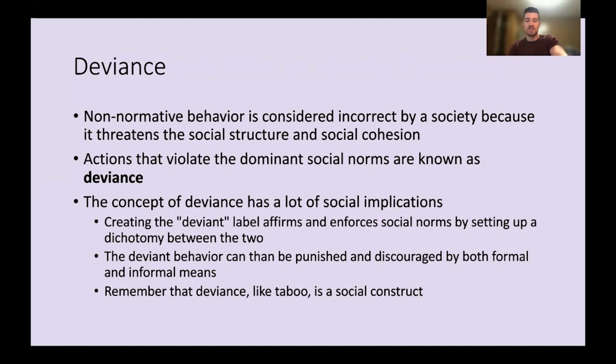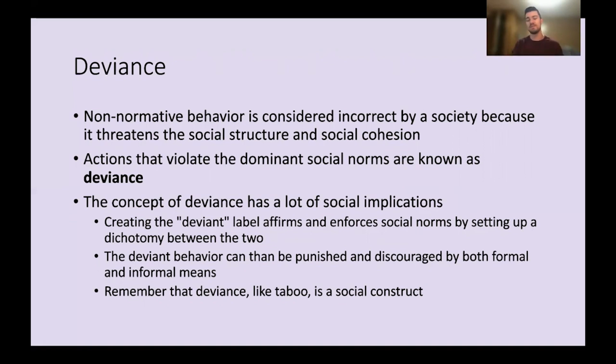So the concept of deviance has a lot of social implications, and there have been a lot of studies. There have been a lot of prominent sociologists that study deviance, especially relating to criminology. It has a really big influence on how we view criminology. Creating the deviant label affirms and enforces social norms by setting up a dichotomy between the two. So by creating a deviant label, we're basically separating deviant from normative behavior. So by creating a bad category, quote unquote, we are also creating a good category.